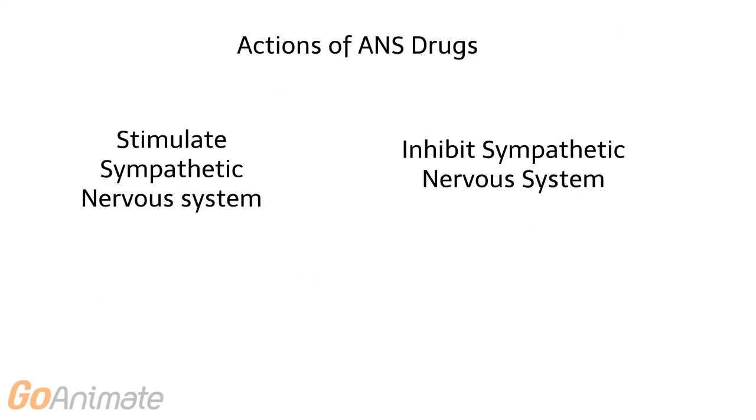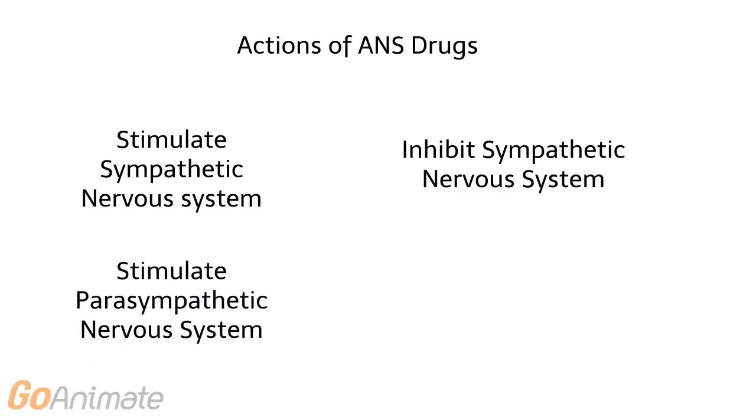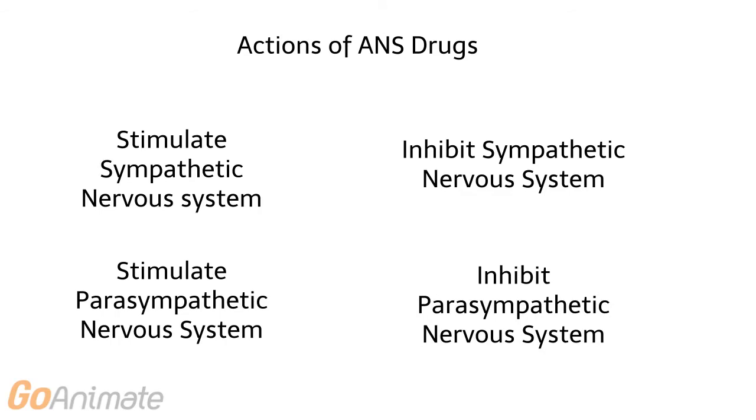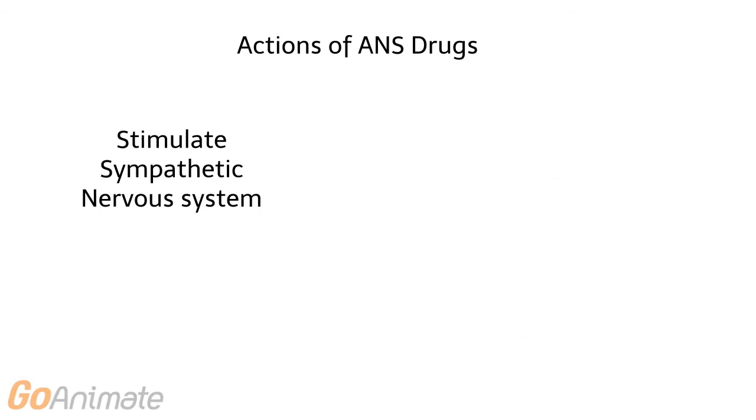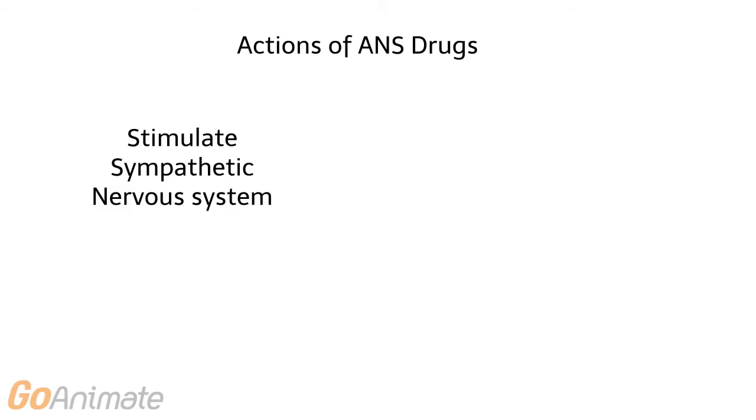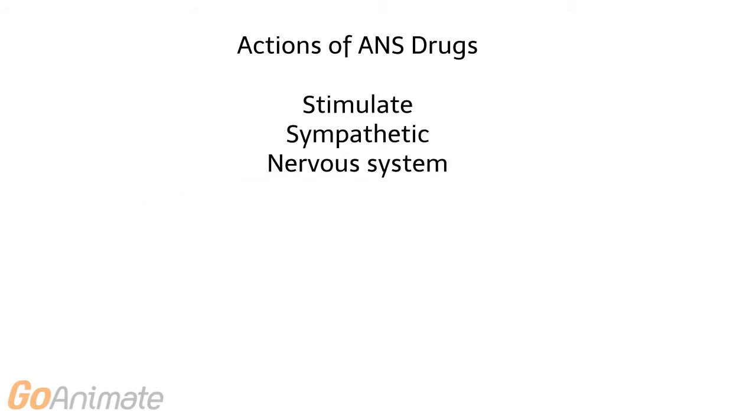Drugs affecting the autonomic nervous system have four possible actions. These include stimulation of the sympathetic nervous system, inhibition of the sympathetic nervous system, stimulation of the parasympathetic nervous system, and inhibition of the parasympathetic nervous system. We will be focusing on drugs that affect the sympathetic nervous system in this video.